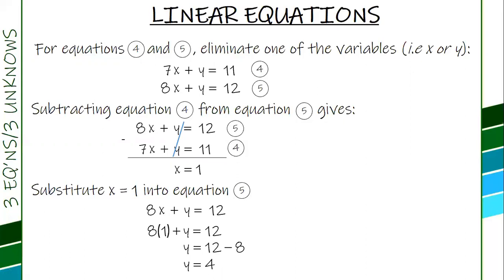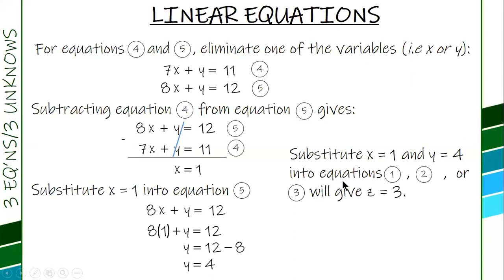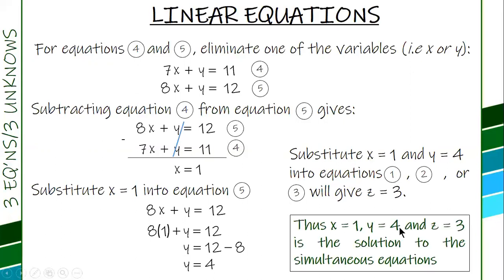Okay. And since you now have x and y, substitute x equal to 1 and y equal to 4 into equations 1, 2, or 3. Just choose from the three equations. It will give you z equal to 3. And thus, x equal to 1, y equal to 4, and z equal to 3 is the solution to the simultaneous equations.